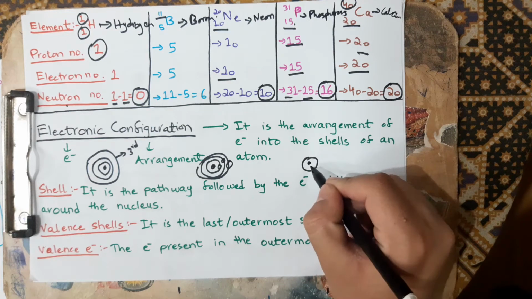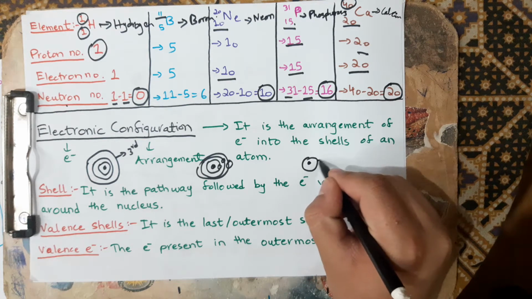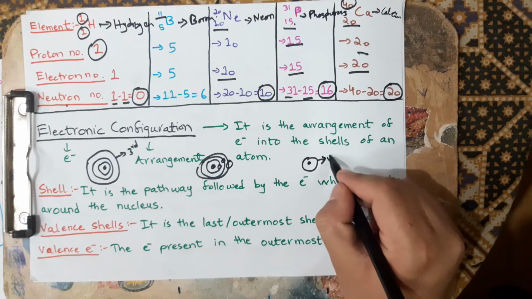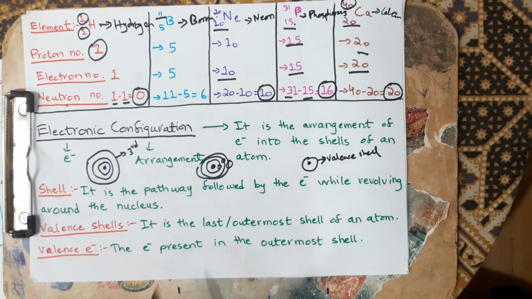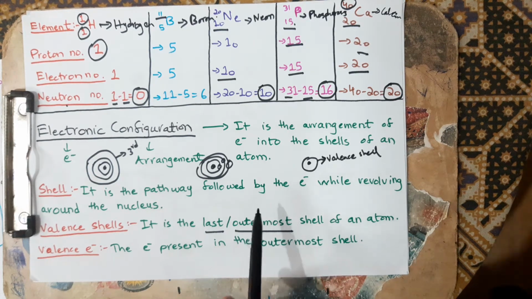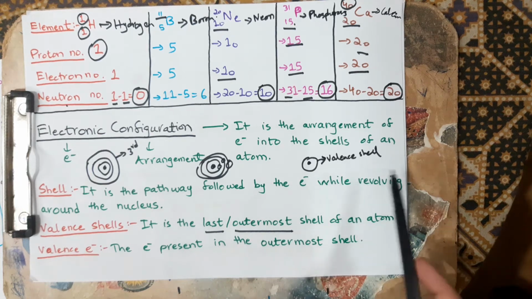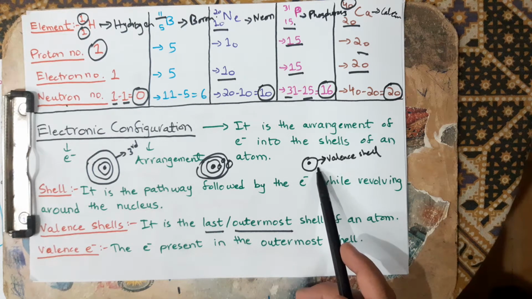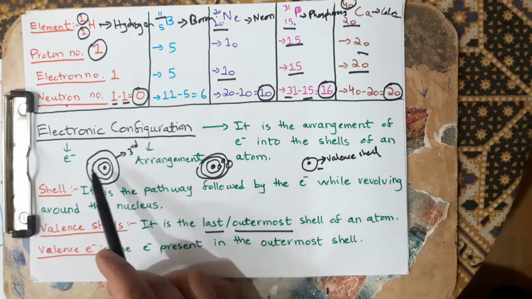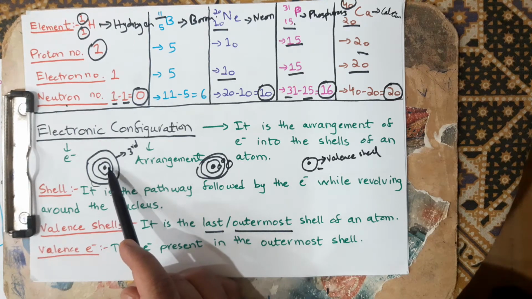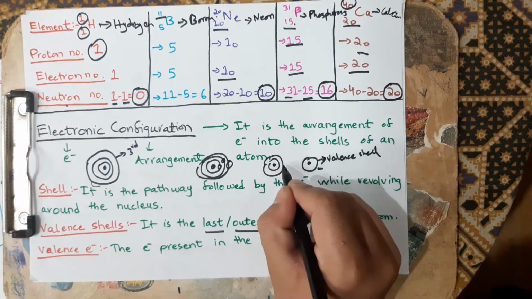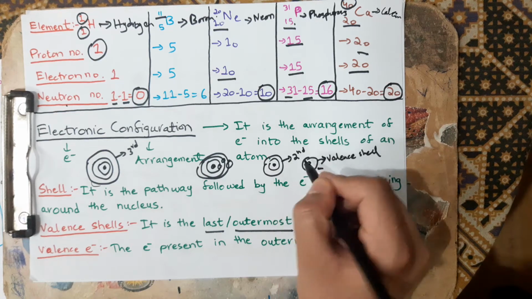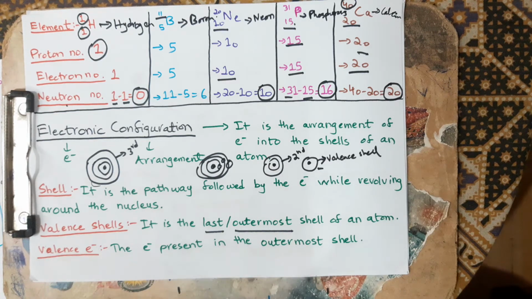So if an atom has one nucleus and only one shell, this shell will be known as the valence shell, the outermost shell. What is a valence shell? A valence shell is the last or the outermost shell of an atom. So here in this case, the valence shell of this atom is the first one, and here in this case the valence shell of this atom is the third one. Likewise, in this case the second shell is the valence shell.